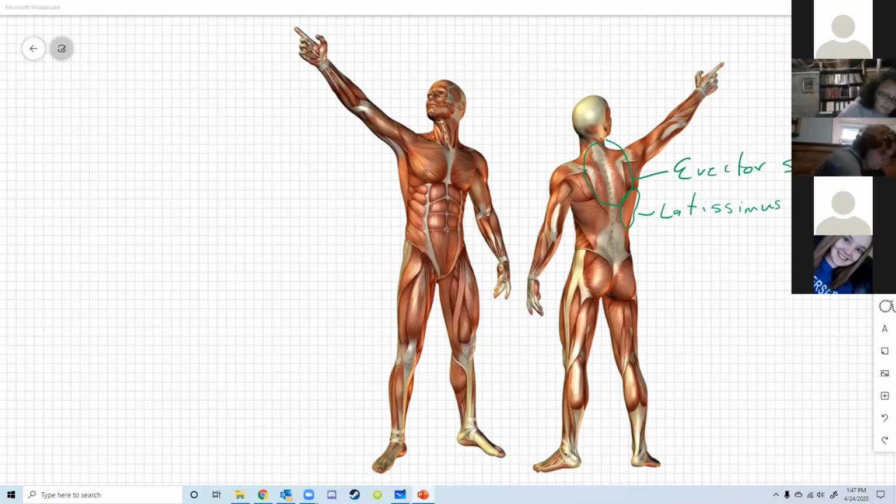I'm not going to ask you about deep back muscles, or if you're looking at your slides, just these 2 superficial ones. Our other ones we can't see on the trunk here that are deep are muscles of inspiration, like what we use to breathe.